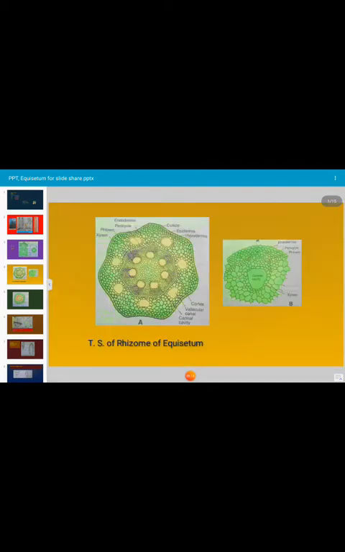Next, this is the figure shown here, that is transverse section of rhizome of Equisetum. It is very closely similar to the aerial stem internode. Very minor differences are there. I explained in the slides in the videos prepared separately on this anatomy of Equisetum. This is the photograph of Equisetum rhizome.